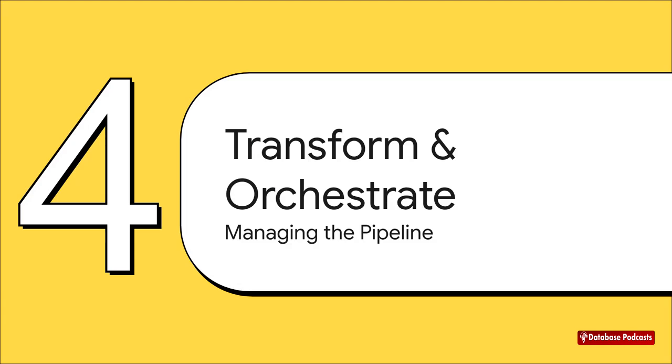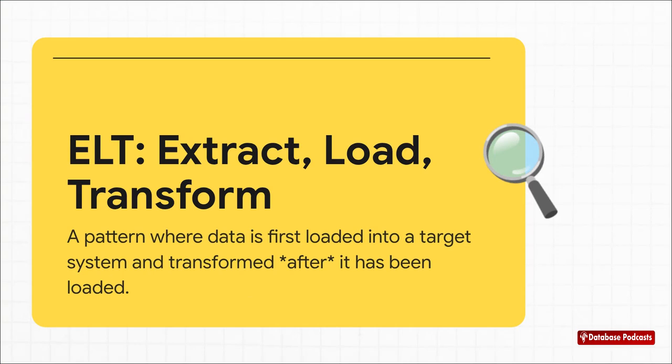So we've talked about cleaning individual files, but what about managing the entire process, the whole pipeline? From pulling the raw data all the way to serving up those final transformed tables? Well, that's where orchestration comes in. The modern way of doing this is called ELT, extract, load, and then transform. This kind of flips the old-school ETL model right on its head.